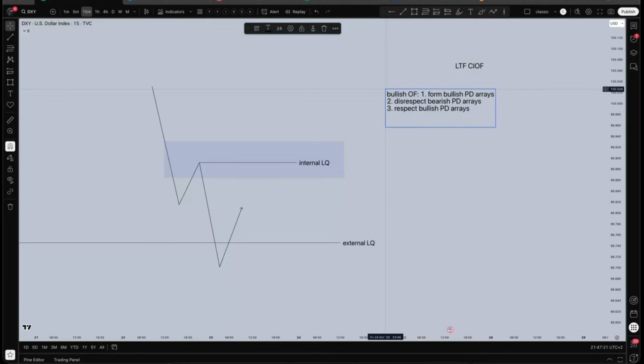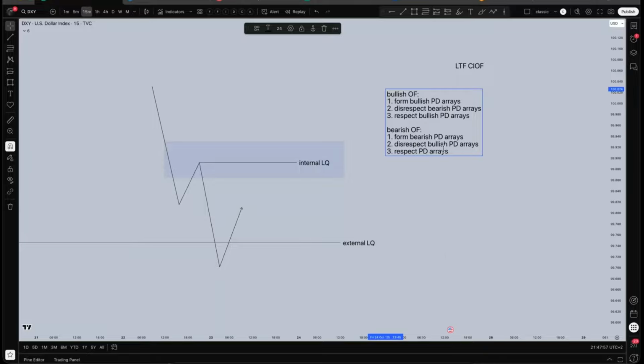And for bearish order flow, it is obviously the exact opposite, meaning first of all, we want to see price form bearish PD arrays, then disrespect bullish ones, turn them also into inversion PD arrays, and then use them to distribute lower. And the third thing, price should now respect those bearish PD arrays, right? Now that is the definition of bullish and bearish order flow.